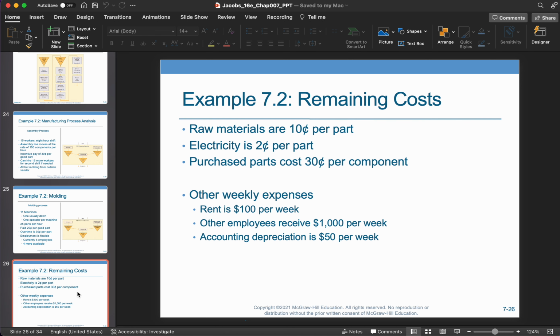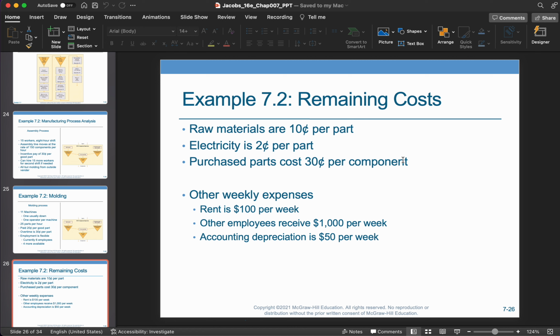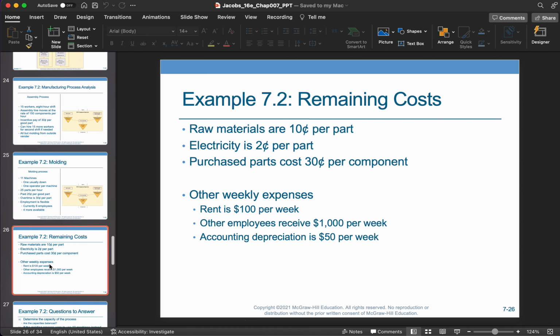Now here are some of the remaining costs. Raw materials are 10 cents per part, electricity is 2 cents per part, and the purchased parts from the outside are 30 cents per component. Apart from this, you have some fixed costs per week. You have $100 per week of rental. Other employees receive $1,000 per week, so you have accounting and all the other people, bookkeeping and whatnot. And then you have a depreciation of $50 per week. So these are all the costs that you are going to incur.